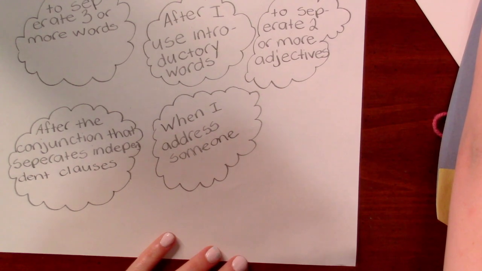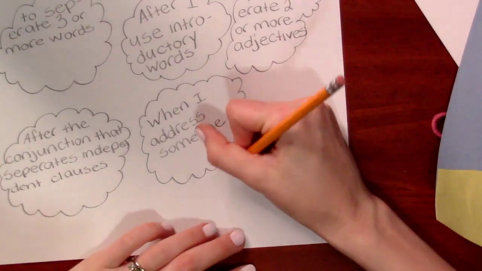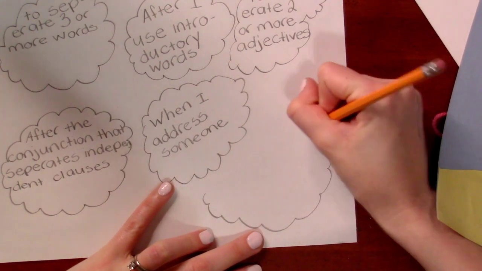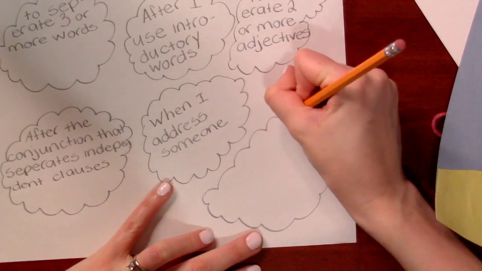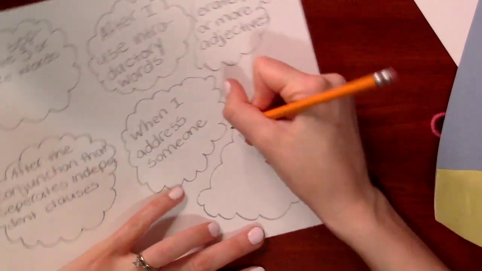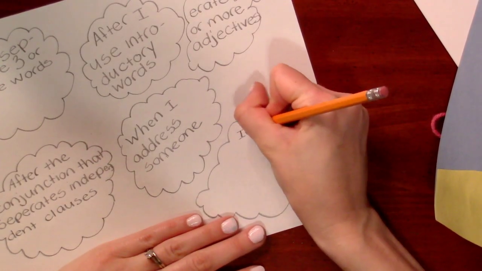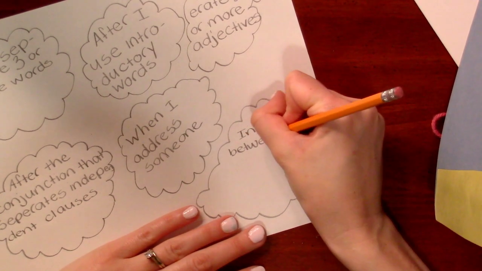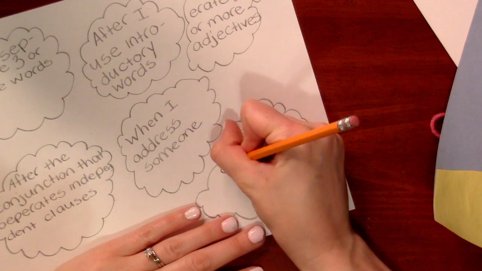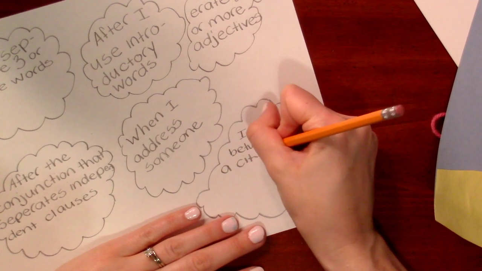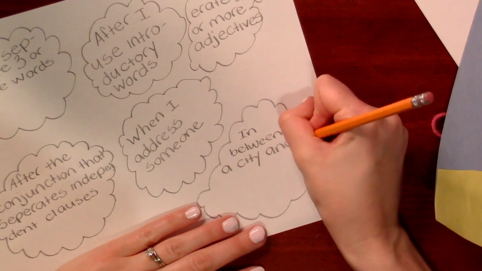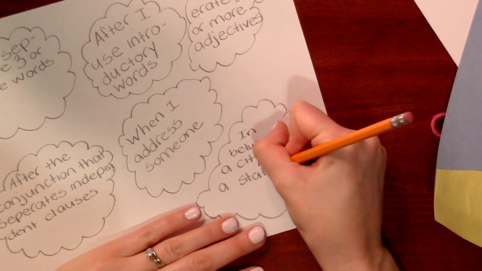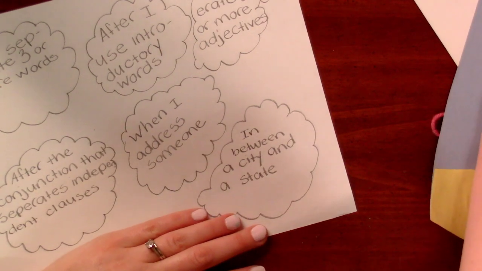San Francisco. In between a city and a state. Oh man, look at all this. In between a city and a state. Whew, so many ways to use commas.